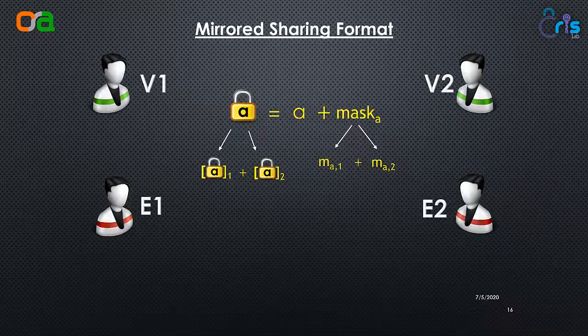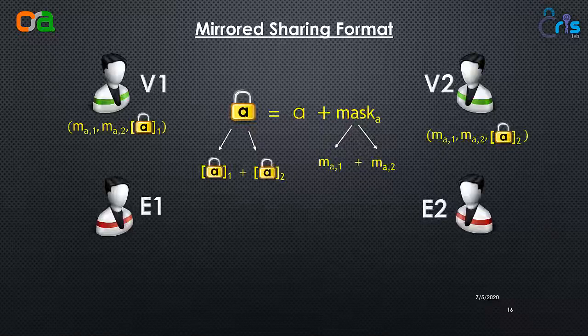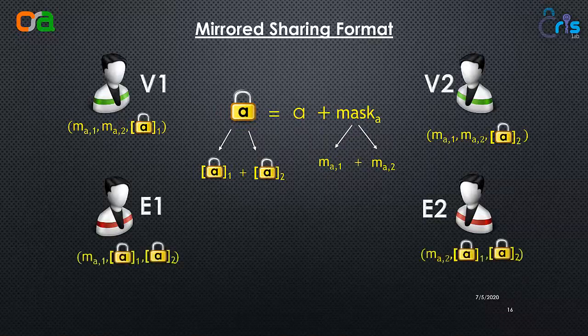Now from these four parts, I give three parts to each party. If you look at V1 and V2, both of them have both the parts of the mask, but only one part of the lock. Similarly, parties E1 and E2 have both the parts of the lock, but only one part of the mask. And if you recall, we allow only one out of the four parties to be corrupt. So let's assume E1 was corrupt, then he only has 3 out of the 4 shares with him. So for him, the fourth share is random. That means the underlying value A is also random for him. And also notice that the missing share that E1 doesn't have is MA2.